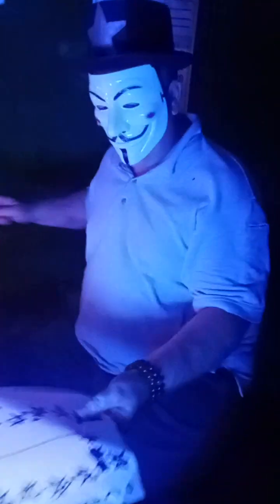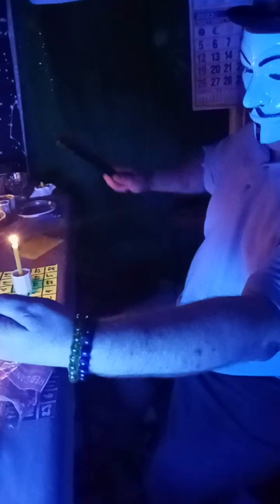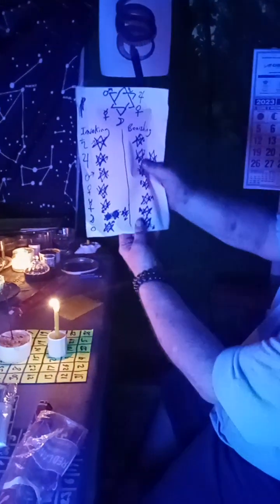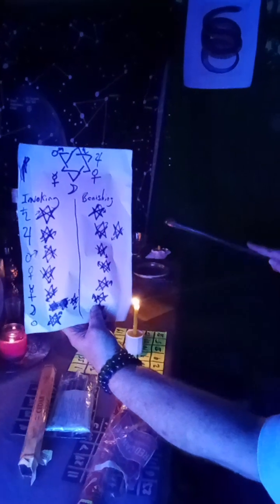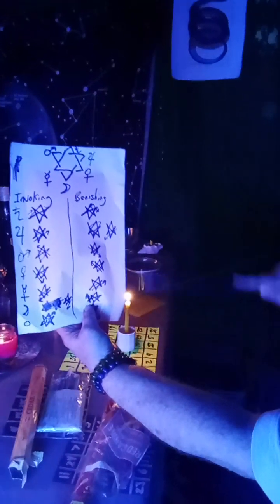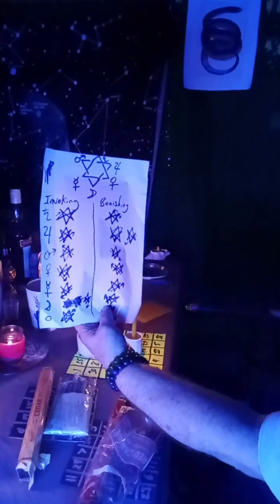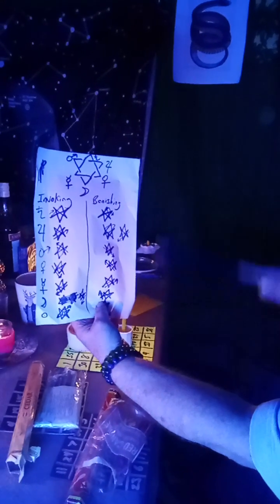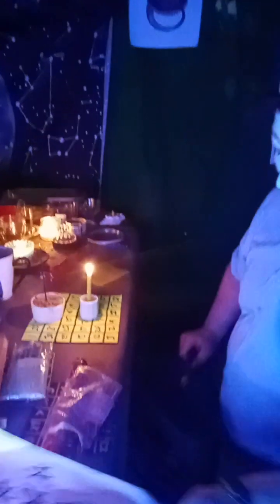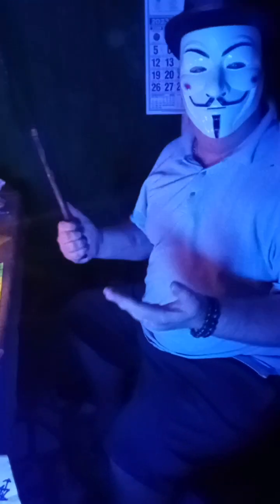Now, we take our wand and we visualize a golden hexagram formed from the sun, like this. Okay? That would be up, down, up, down, down, up, down, up. We invoke the power of the sun planetarily.